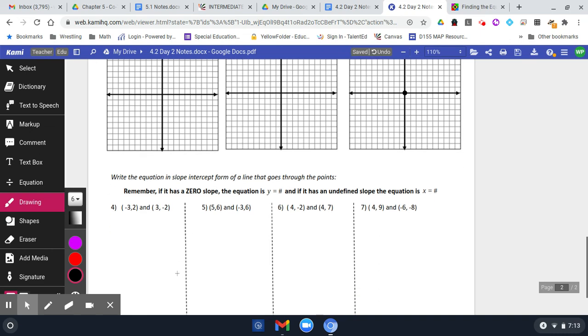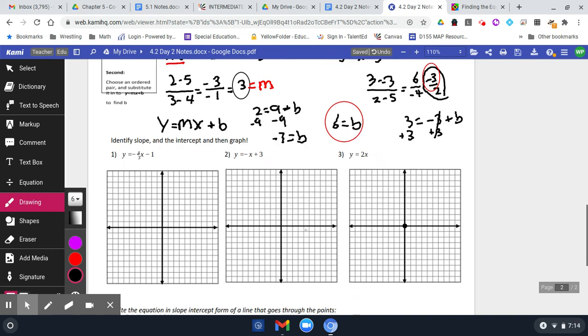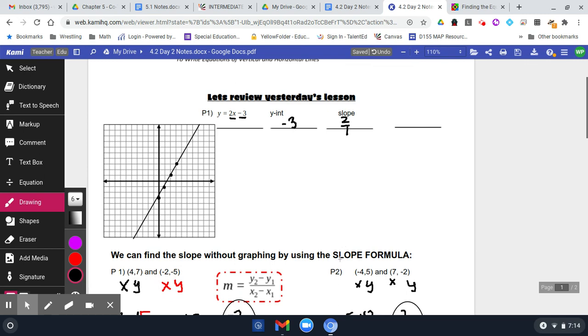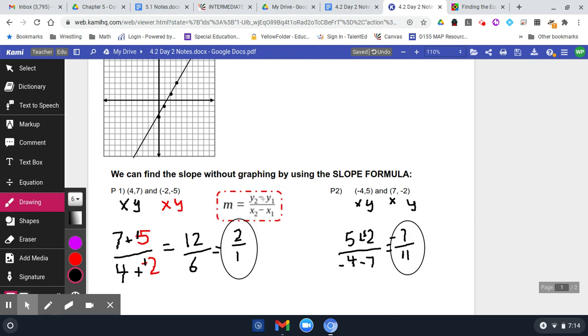And then down here, you're going to practice using slope, using the formula, using this formula right here, y minus y over x minus x.